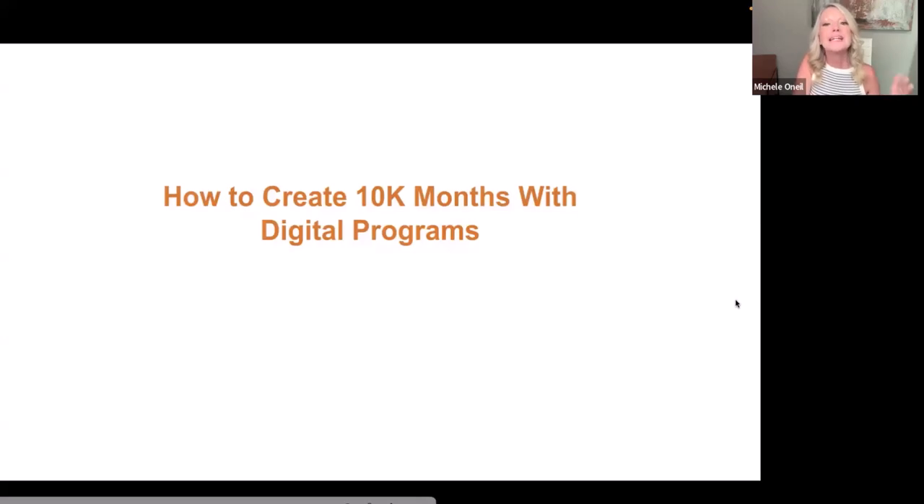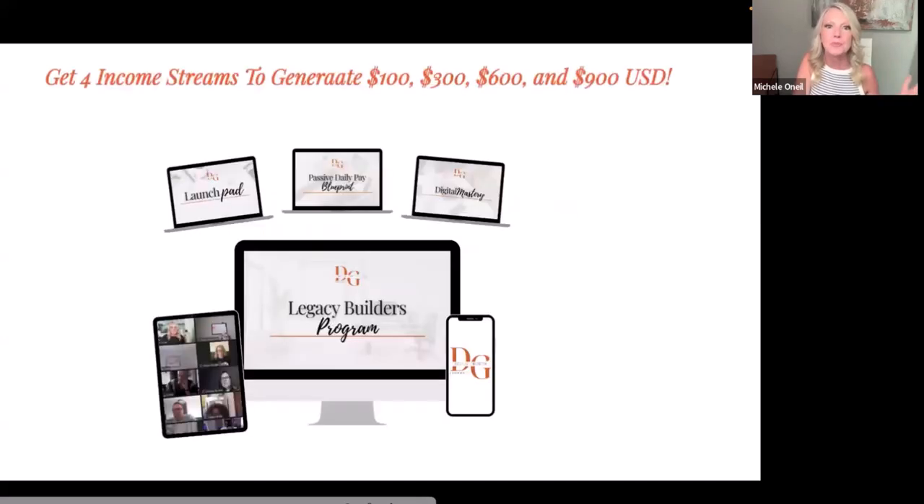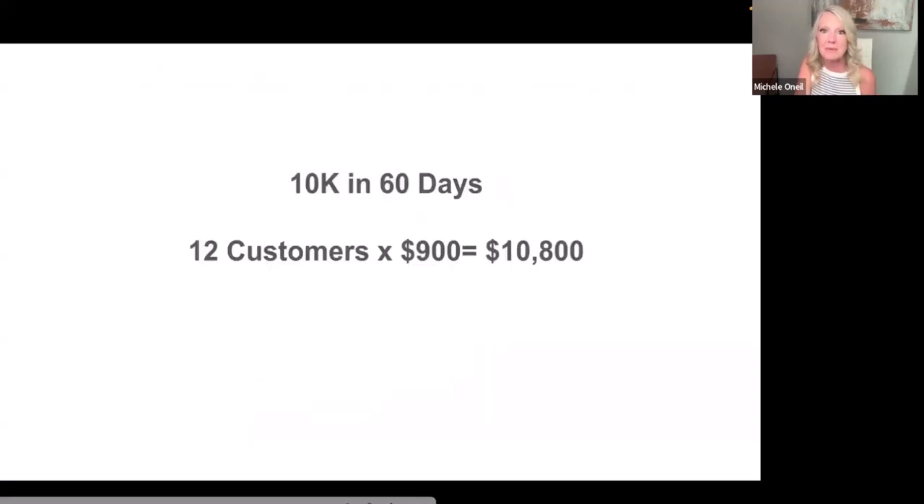So how do you create 10K months with digital programs? So here are the 4 programs that I'm going to share with you guys today and why these. The Launchpad sells for $100, you guys. The Passive Daily Pay Blueprint sells for $300. The Digital Mastery sells for $600, and the Legacy Builder sells for $900. Okay, that's 4 programs that are in high demand right now. And let me explain what I mean by that.